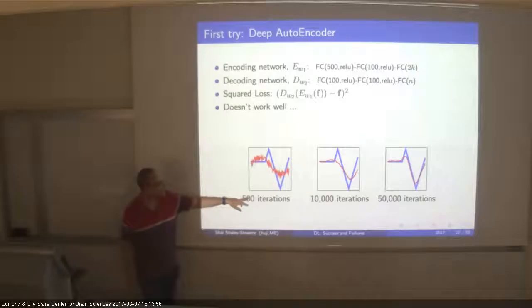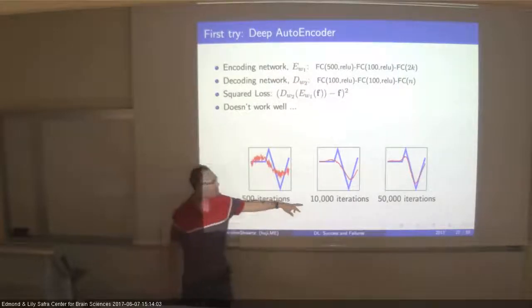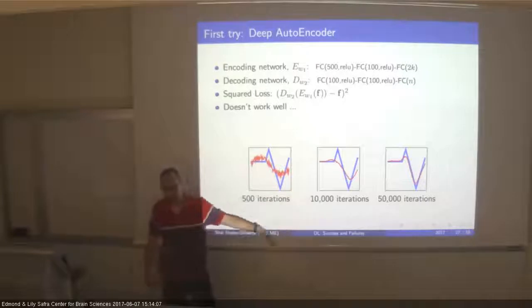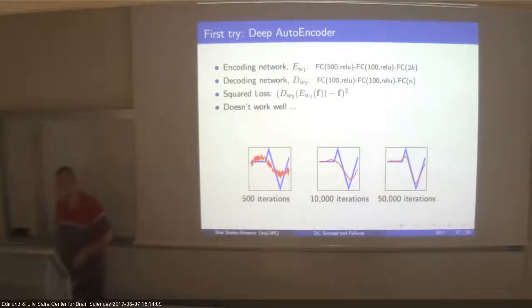This is how it looks after 500 iterations of gradient descent. Okay, 10,000 iterations, still very bad. 50,000 iterations for such a small problem, and it still didn't capture what's going on. Okay?